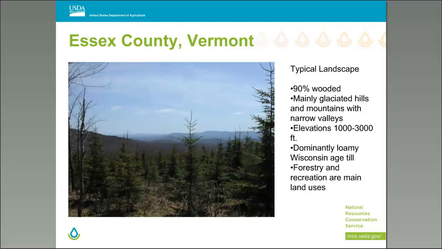This is what it looks like. The typical landscape is pretty much wooded, 90% wooded, which actually means that for the most part it was one landowner, a timber company. That's why I didn't have to knock on doors my early years. And it's mainly glaciated hills and mountains with narrow valleys, elevation about 1,000 to 3,000 feet, mostly loamy Wisconsin age till, and forestry and recreation are the main land uses.